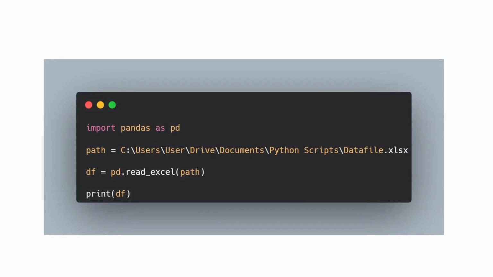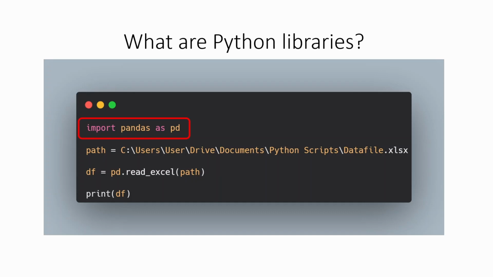Here we have a Python script, and at the top you'll notice something really important. It looks like we're importing something, some kind of function. This is known as a library. So in this video we're going to look at what Python libraries are and how you can manage them with a package manager named pip. Let's get started.